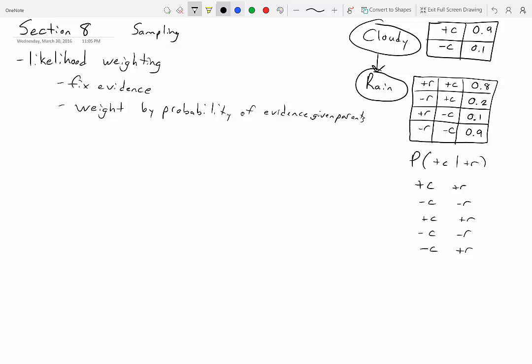So in equation form, it'll look something like this. Each sample will have a weight W, that is the product over all evidence variables E of the probability of that variable given the parents of E. Then lastly, what you do is you do inference by counting using the weights.